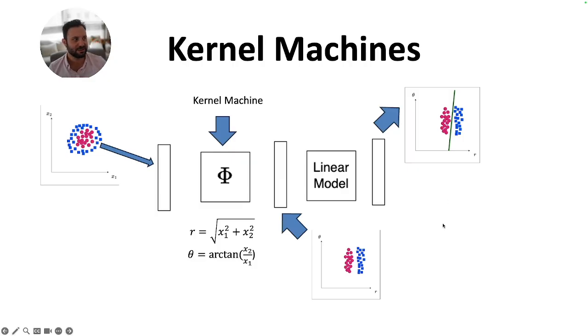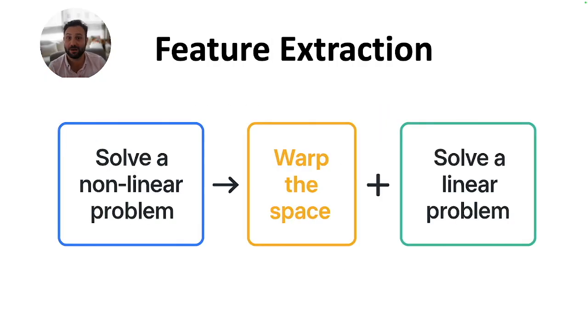As you notice, the word linear has line in it, and the job of a linear model is to draw lines. So it draws this line that separates the red from the blue samples. So very briefly, what we are achieving with feature extraction is this: in order to solve a nonlinear problem, which is difficult to approach, we split the problem into two. Instead of drawing a nonlinear curve or a nonlinear decision boundary, we warp the space.